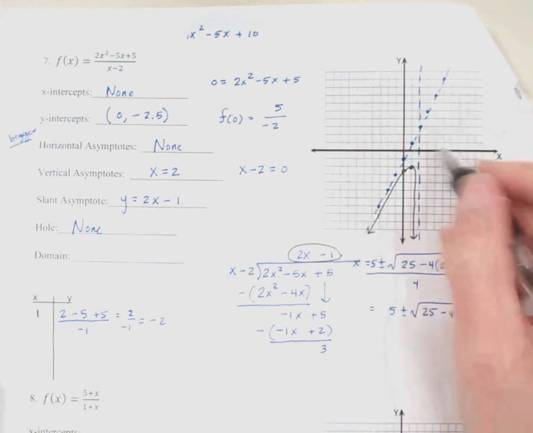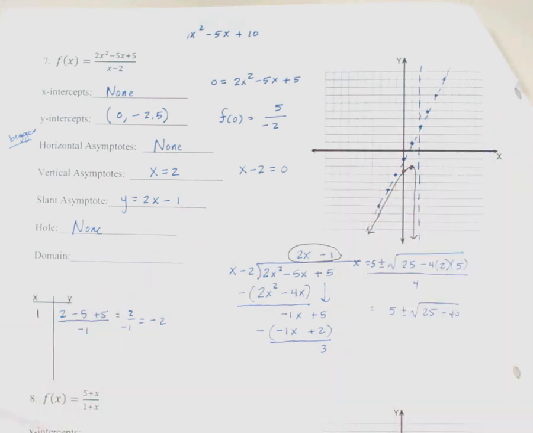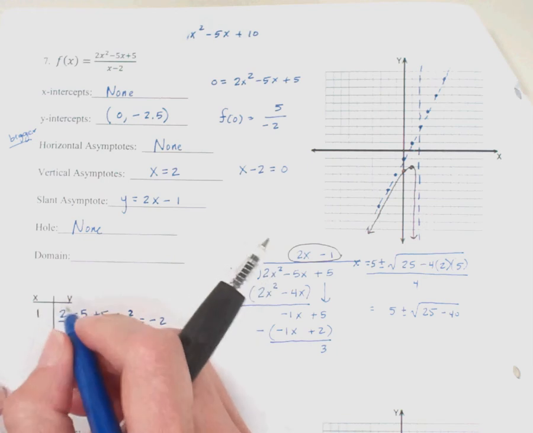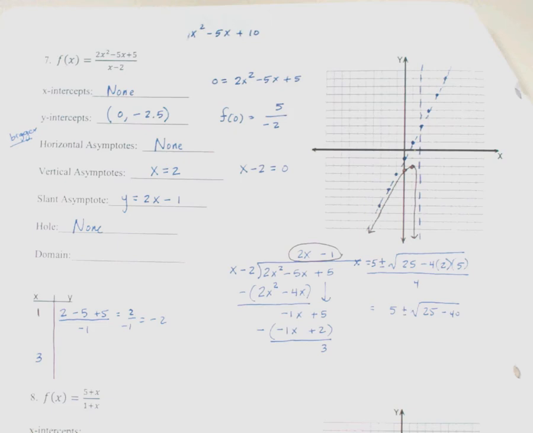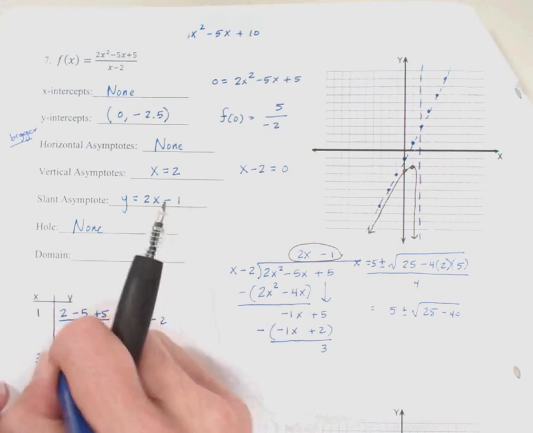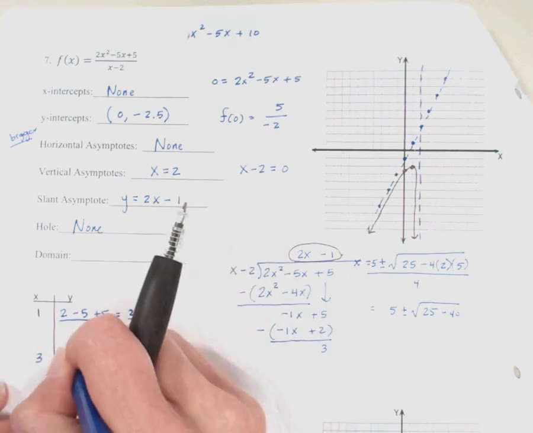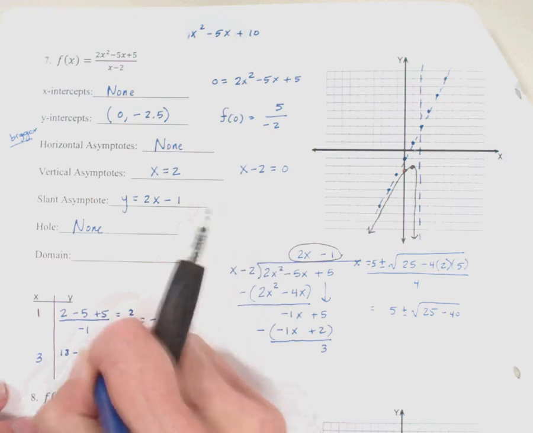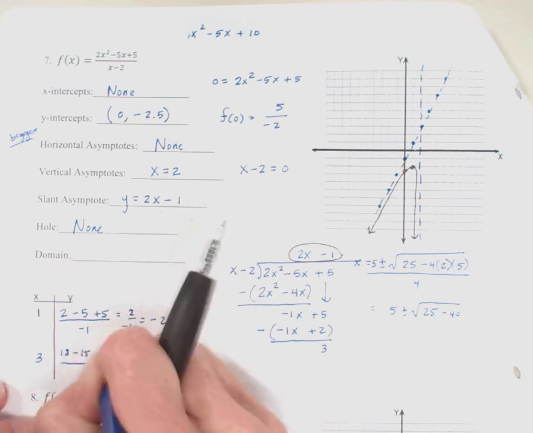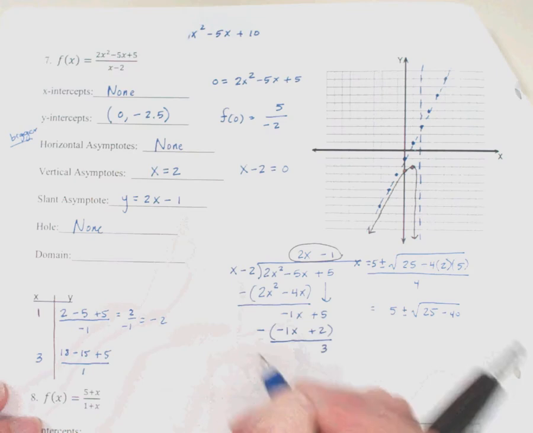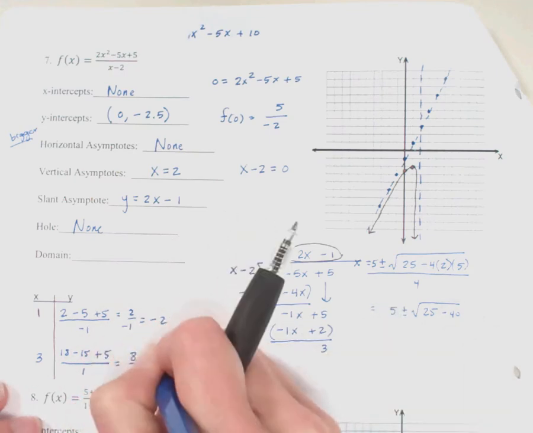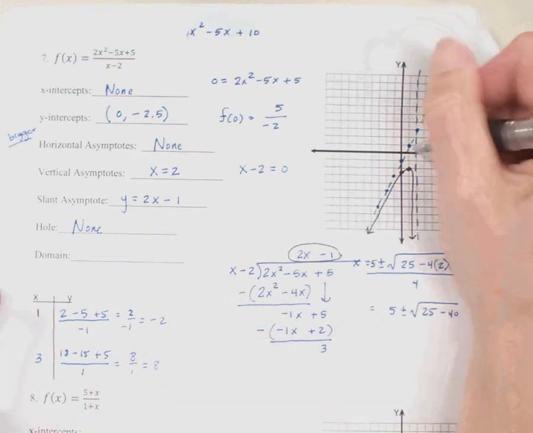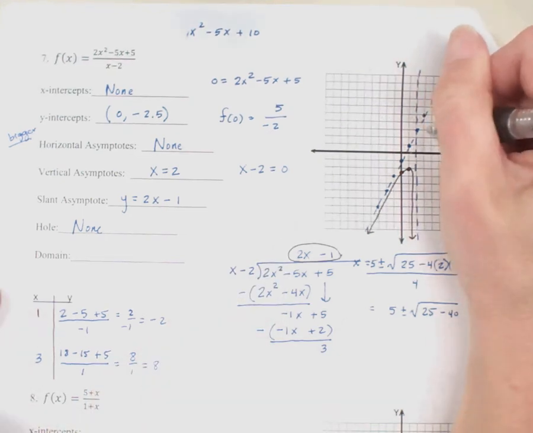Now I need 2 points to the right of the vertical asymptote, like 3 and 4. Let's start with 3. For the number 3, I'm going to plug it in. 3 squared is 9, times 2 is 18. Negative 5 times 3 is negative 15, plus 5. All divided by 3 minus 2, which is 1. So if I simplify, I get 8 divided by 1, which is equal to 8. So I'm going to go right 3 units and up 8 units.